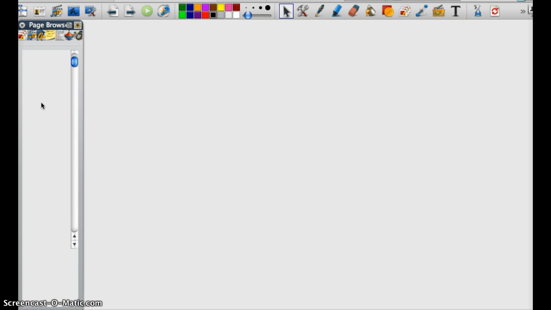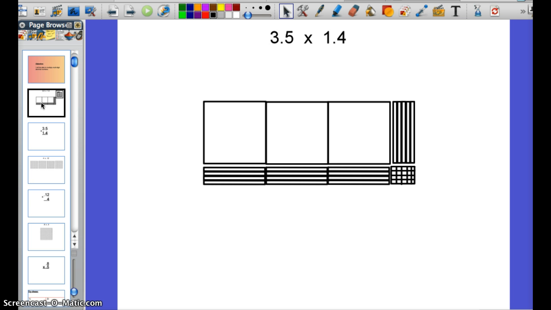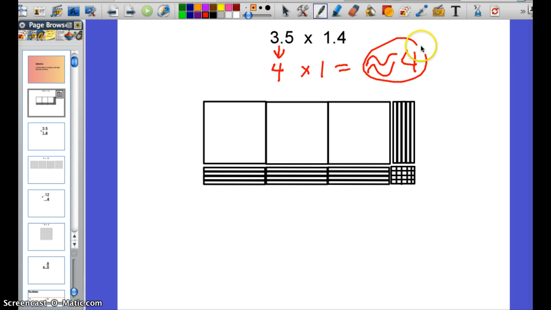Okay, so here is one of the first problems we'll do: 3 5/10 times 1 4/10. If you're going to estimate where you expect your product to be, I would probably round 3 5/10 up to 4 and 1 4/10 down to 1. So I would expect my answer to be about 4. And so then let's take a look at this picture model.